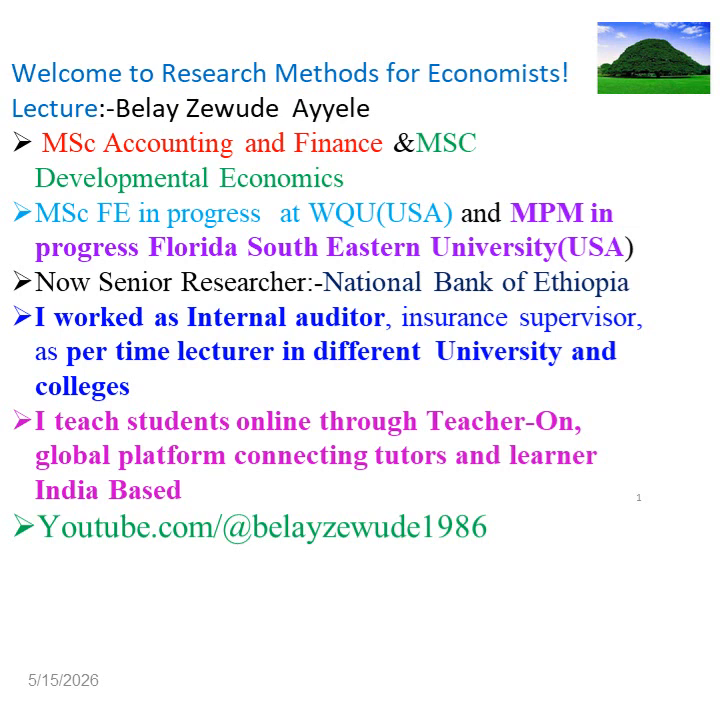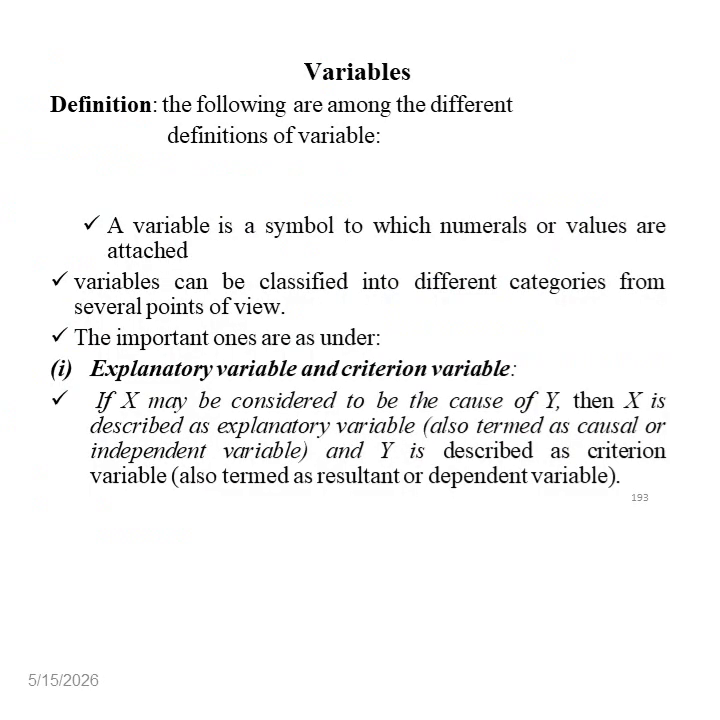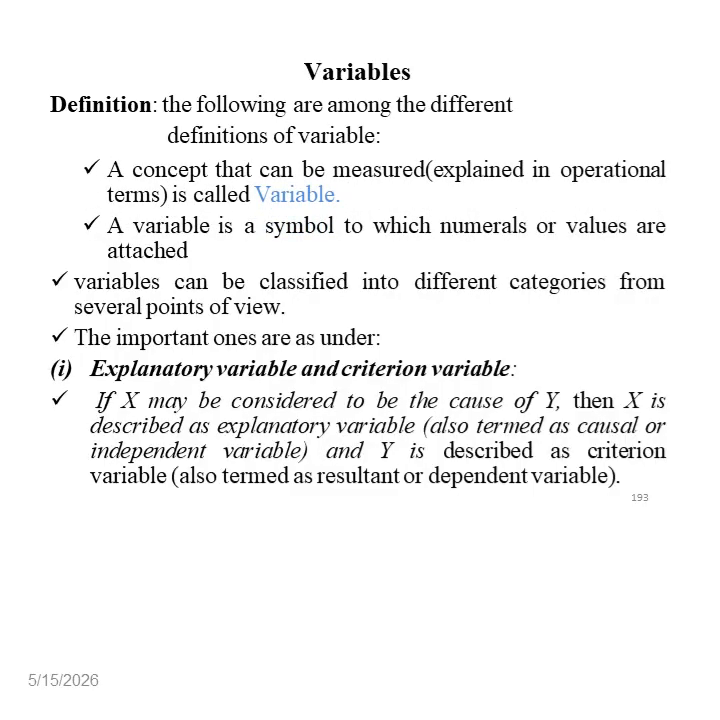This is research methods. Today we are going to see research variables. What is a variable? Definitions of the variable. The following are among the different definitions of the variable. The concept that can be measured or explained in operational terms is called a variable.